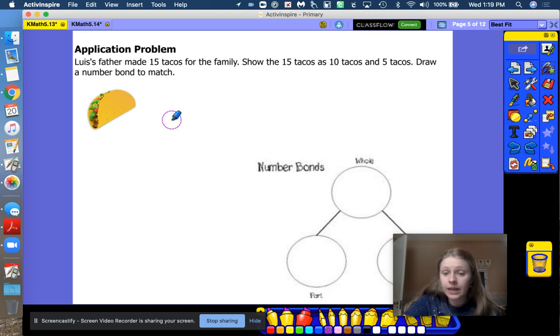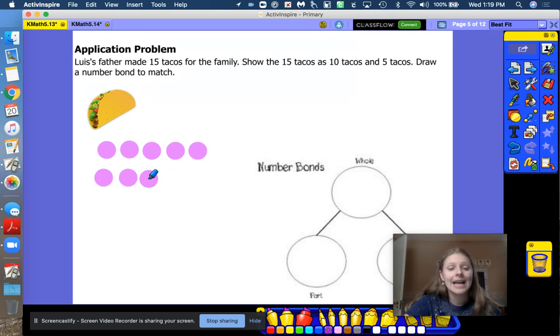Okay. The first thing that we need to do is represent the number in a picture. So I'm going to draw it the 5 group way. The 5 group way is 5 on top and the rest on the bottom. So 15. Ready? Go. 1, 2, 3, 4, 5, 6, 7, 8, 9, 10. And I'm going to switch colors just to help you out. And we have 5 more to go. 10, 11, 12, 13, 14, 15. Stop, stop, stop. Good.